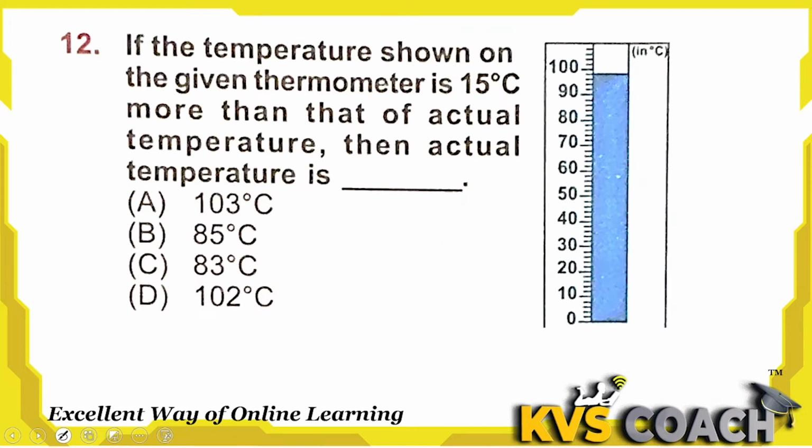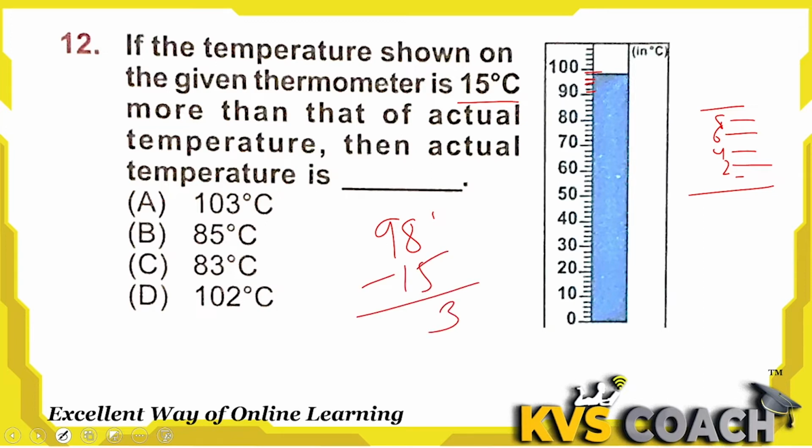Next is, if the temperature shown on the given thermometer is 15 degrees more than the actual temperature, then the actual temperature is, look at the thermometer. Here it is 90, 92, 94, 96, 98. I told you how to calculate these digits in the previous question. There will be 5 small lines. We will take every line as 2. So 2, 4, 6, 8. Like this. So here it is 98 degrees Celsius. It is 15 degrees more than the actual temperature. So we will subtract 15 from here. This will be 83. So 83 was the actual temperature in the room, 83 degrees Celsius. Okay, so C is the right answer.